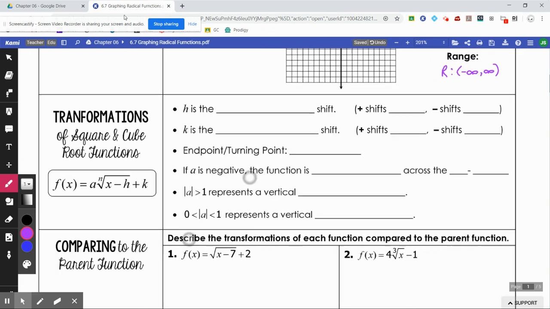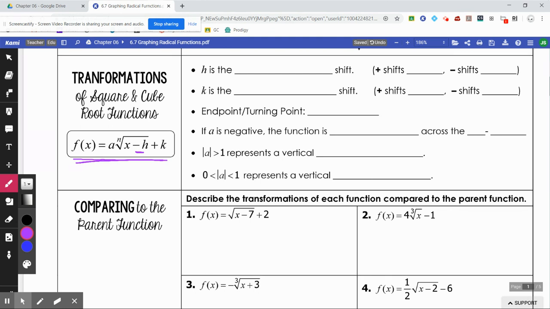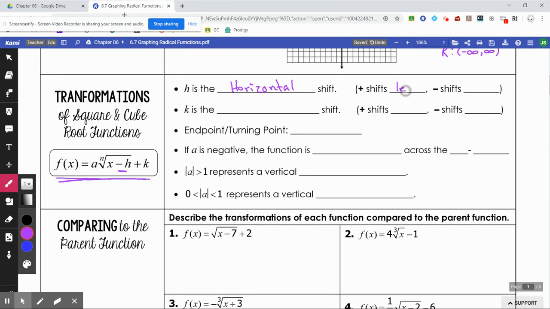Now let's transform this. Let's remind you about the transformations. Here are all the transformations that we're going to be talking about. The minus h inside with the x: remember that if it's on the x, it's going to move the graph right and left. So a minus h, since it's minus, would actually shift it to the right h. So h is the horizontal shift. A plus shifts it left, and a minus shifts it right.